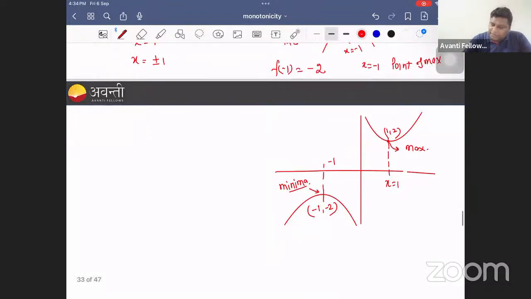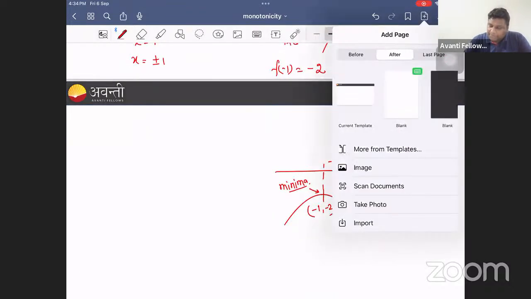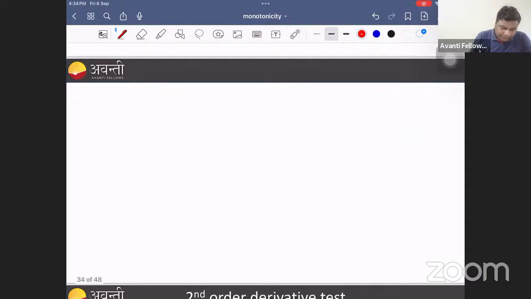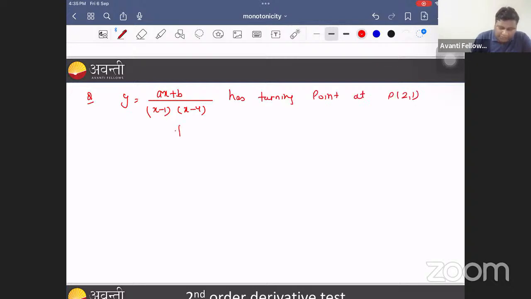Now let's do another question before proceeding further. The question is: y equals (ax plus b) upon (x minus 1)(x minus 4) has a turning point at P(2, 1). Then they're asking you to find a and b.